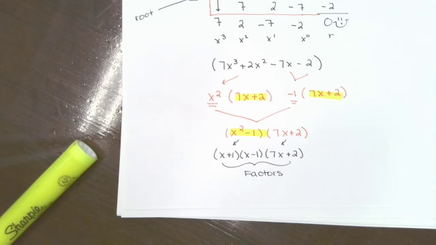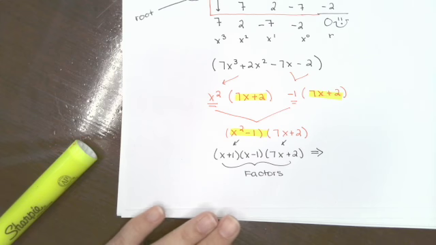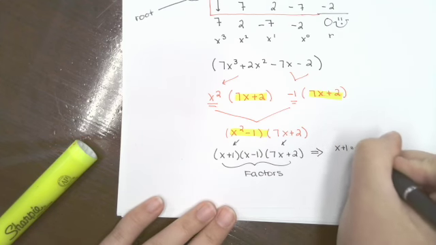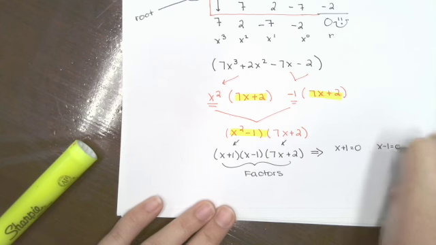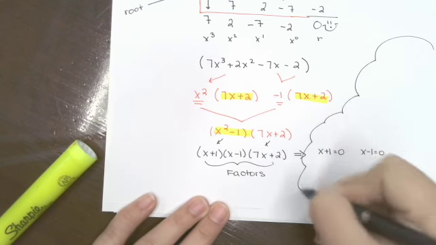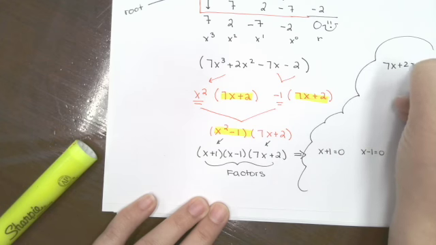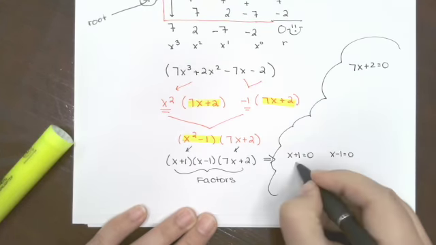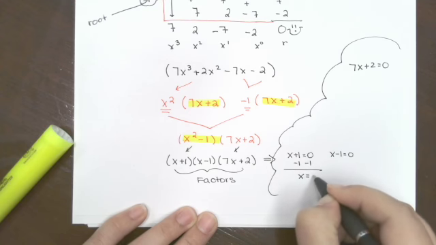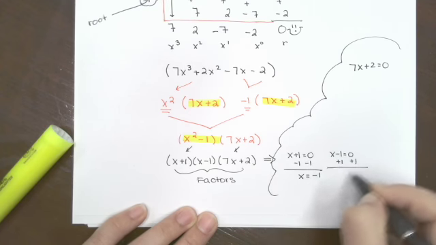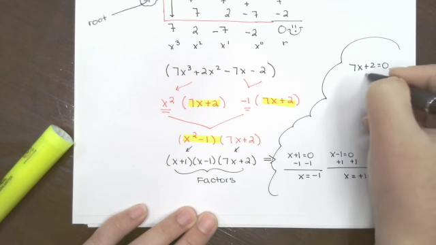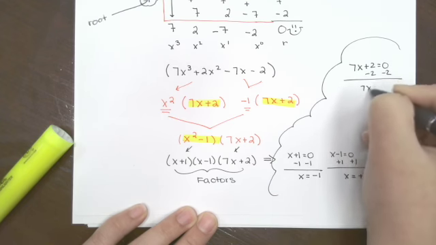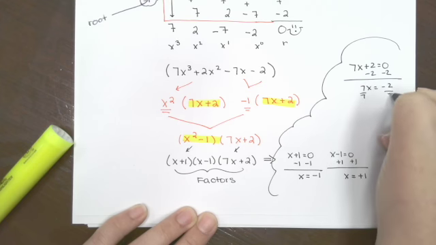But that's not what it's asking. It's asking us to find roots or zeros. So to convert the factors into roots or zeros, set each bubble equal to 0 and solve. So we have x plus 1 equals 0. We have x minus 1 equals 0. And somewhere over here in a thinking bubble, I'm going to have 7x plus 2 equal to 0. All you're doing now is just solving for your x value. So x is negative 1, x is positive 1, and x is negative 2 sevenths.